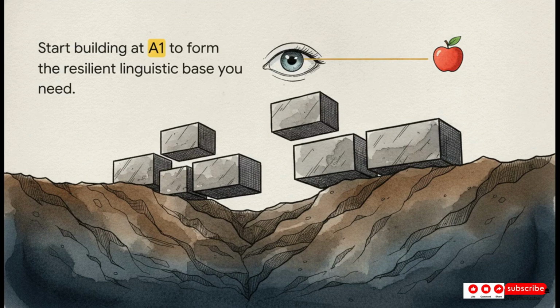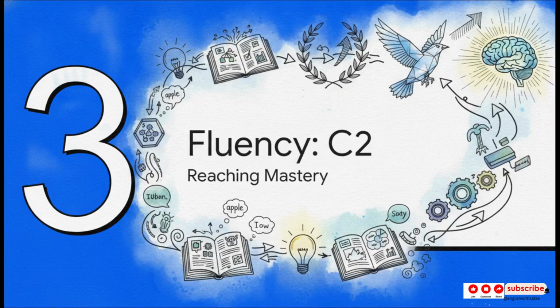The source strictly demands starting right at A1, absolutely no shortcuts. By linking a visual directly to a concept, instead of translating it from your native tongue first, you're creating a permanent, incredibly resilient linguistic anchor. Let's look at the ultimate destination in section 3, fluency, reaching C2 mastery.